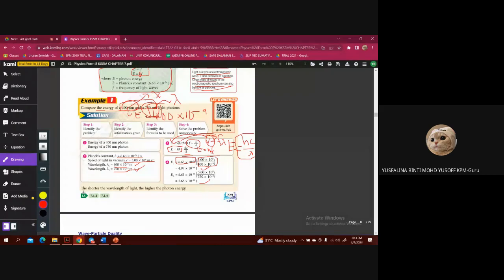So here we can conclude that the shorter the wavelength, the higher the photon energy. It means when the wavelength is short, it has higher photon energy.